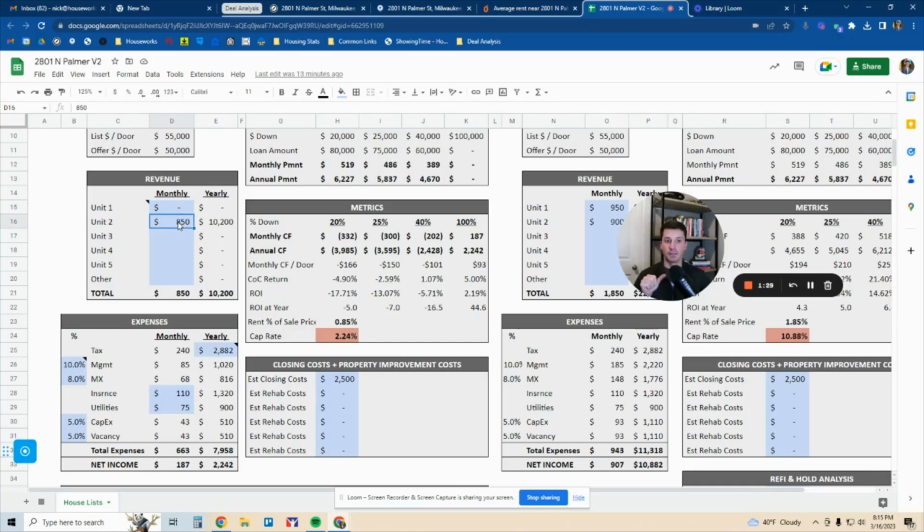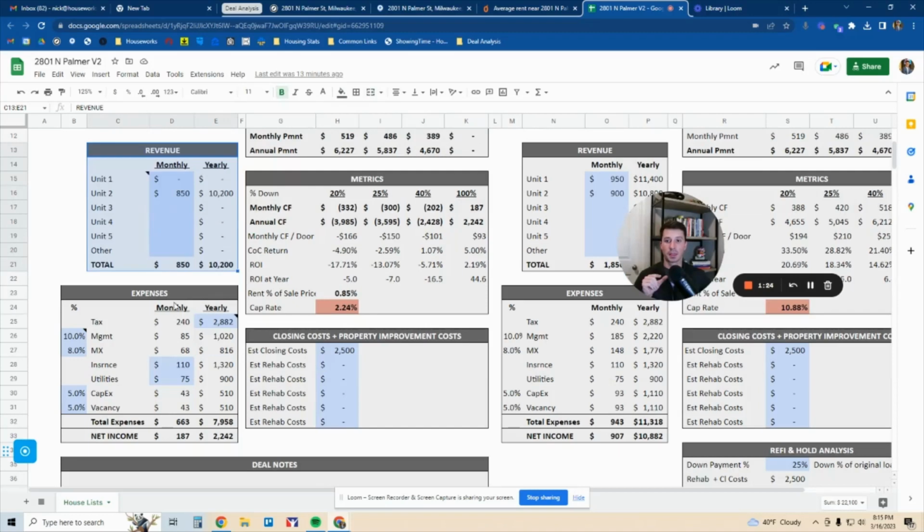So if we break this down a bit more, right now for this property, one unit's pulling in $850 a month, one is pulling in $0, which is why I have these numbers here right now. If we look at the expenses section, I put my taxes in here, which you could pull from the listing. You then are going to have different expense buckets in here.